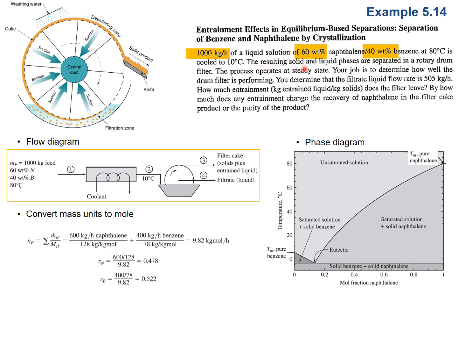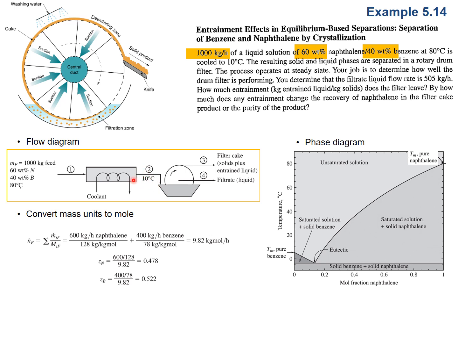The resulting solid and liquid phases are separated in a rotary drum filter. So let me think about the detailed process. At the very first, we have a cool down process. 1000 kilogram feed total is introduced into the cooler, having 68% and 48% nitrogen and benzene respectively, at 80 Celsius degree. But inside the cooler, the temperature goes down to 10 Celsius degree.